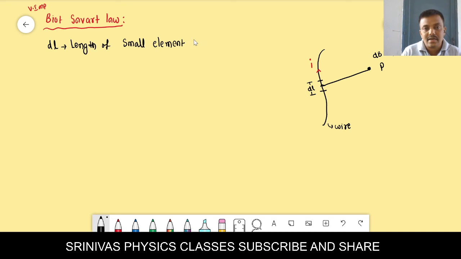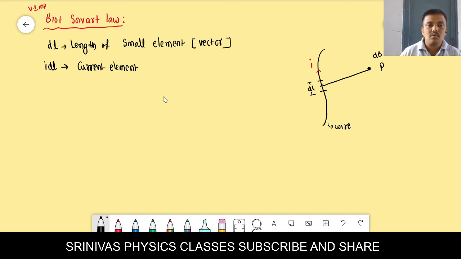We can take it as a vector. Now, if the current is multiplied with the small element, then we say that it is a current element. This length also we can take as a displacement vector, and its direction is along the direction of the current. This is a current element. Current multiplied with the element is called a current element.